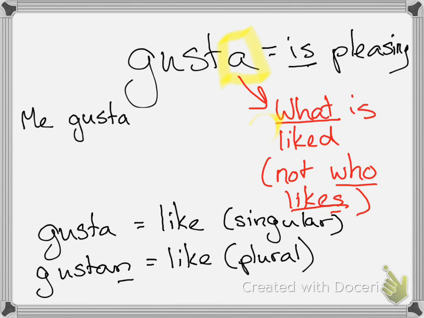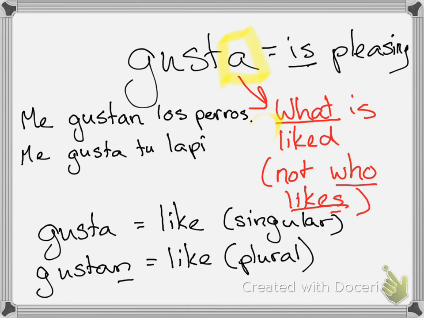Okay, now I need to think. Dogs is plural, right? So I'm going to go with the N. Me gustan los perros. Okay, if I'm going to say I like something in the singular, I'm just going to go with the a. Me gusta tu lápiz. I like your pencil. Es bonito. See? And this goes with whoever my subject is, all right?